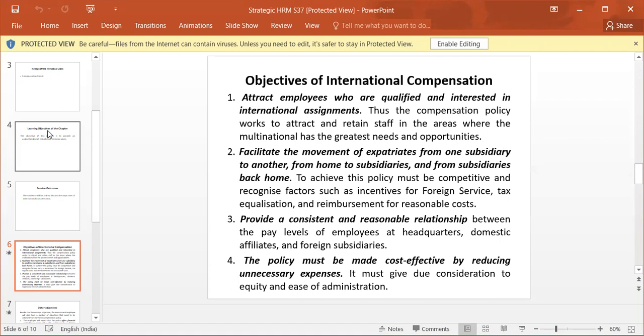Number three, provide a consistent and reasonable relationship between the pay levels of employees at headquarters and domestic affiliates and foreign subsidiaries. The policy must be made cost effective by reducing unnecessary expenses. It must give due consideration to equity and ease of administration.